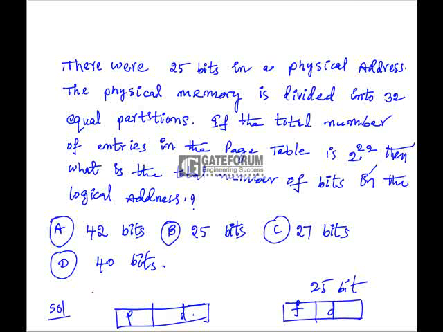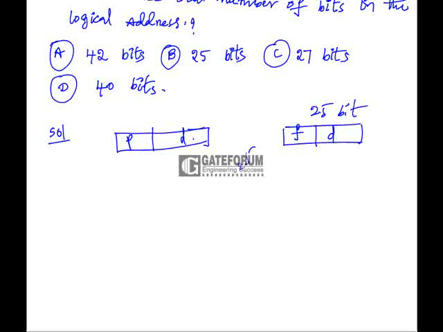The physical memory is divided into 32 equal partitions. That means those are called frames. How many bits are required to identify one frame among 32 frames? 5 bits are required, because 2 power 5 is 32. So out of these 25 bits, 5 bits are used for the frame number. What are the remaining bits? 25 minus 5, so 20. Normally the displacement of a frame is equal to the displacement of a page. That is why here also we get 20 bits as displacement.